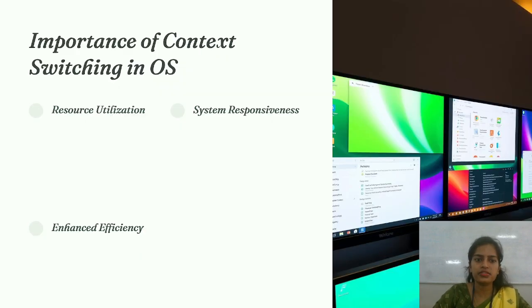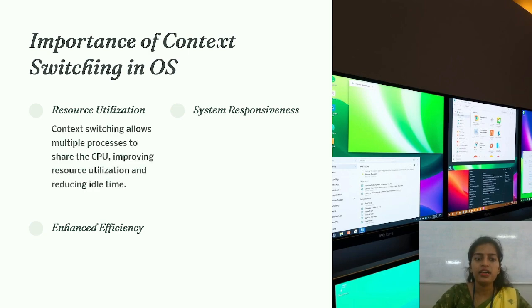So what is the importance of context switching in the OS? First is resource utilization. Context switching allows multiple processes to share the CPU, improving resource utilization and reducing the idle time of the CPU. The CPU will be shared among all the processes in an efficient way, and that improves resource utilization as well as reduces the idle time of the CPU.